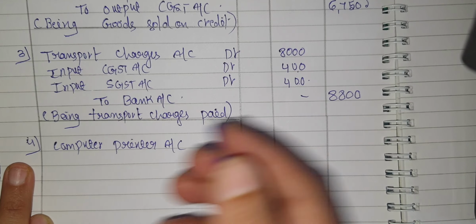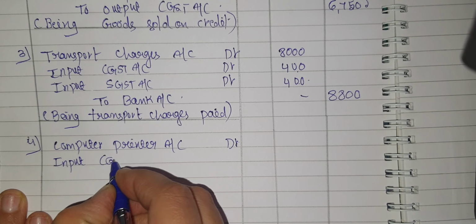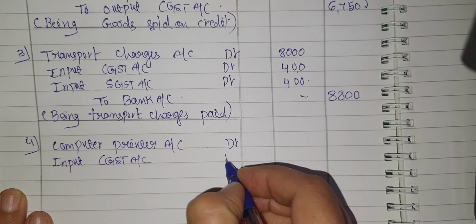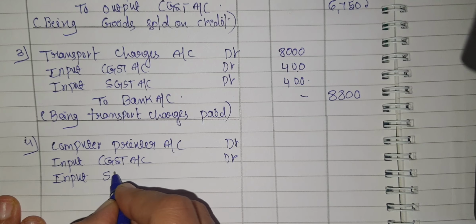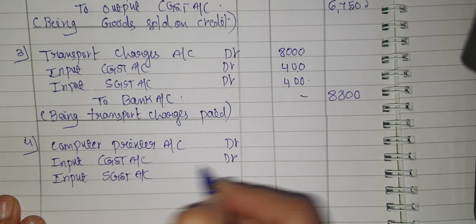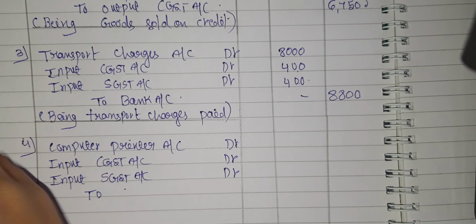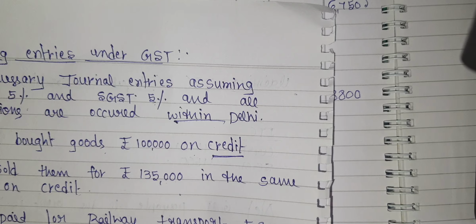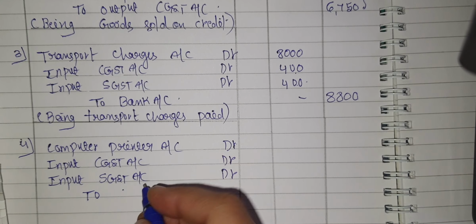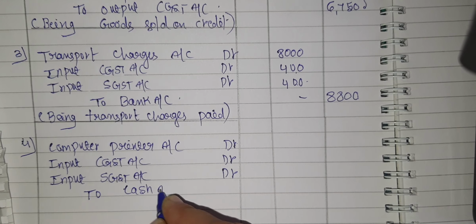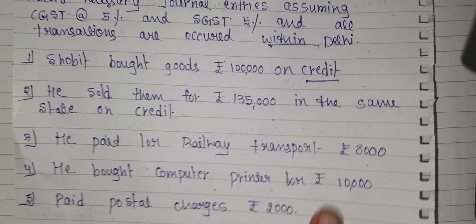account debtor, input CGST account debtor, input SGST account debtor, to cash account. Here the computer printer is not on credit, so we can write cash account. Computer printer, that is rupees 10,000.